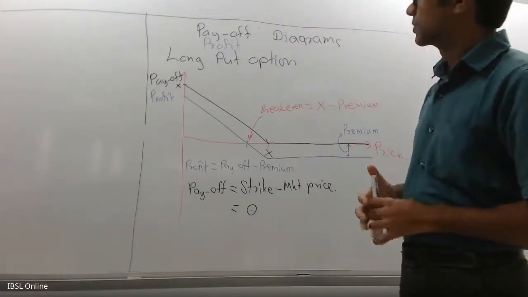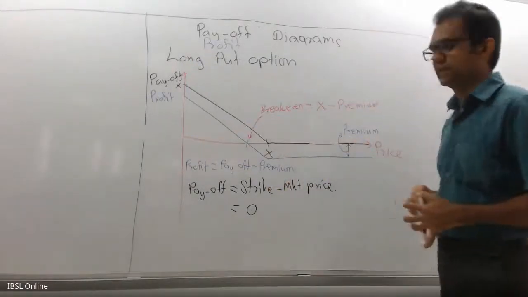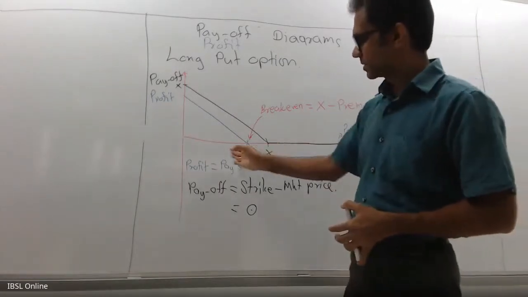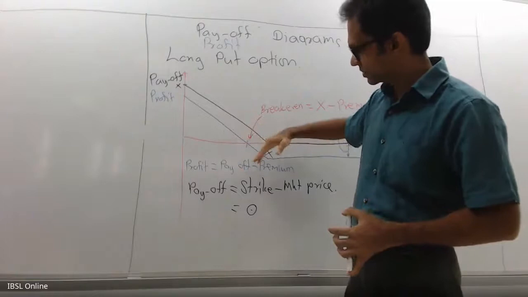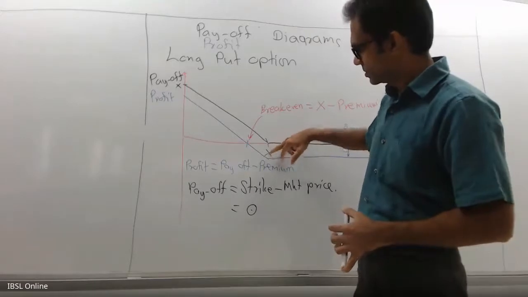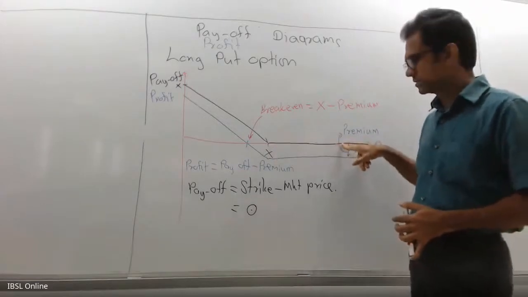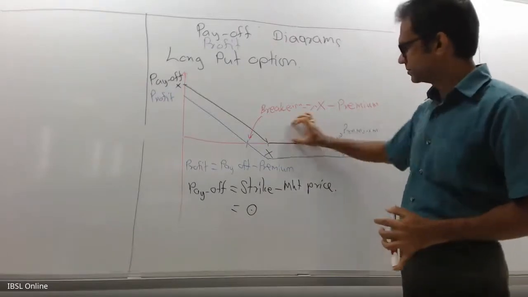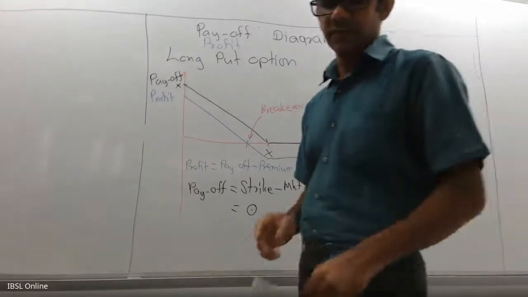Again, for a short put option, this will be the mirror image on the x-axis. For the option seller, when the market price is less than strike, he has to pay this amount, so it will be a loss. Payoff goes down, negative cash flow, and the profit also negative. When the price is above the strike, we just collect the premium. That's the only income when the price is above the strike price. Clear?